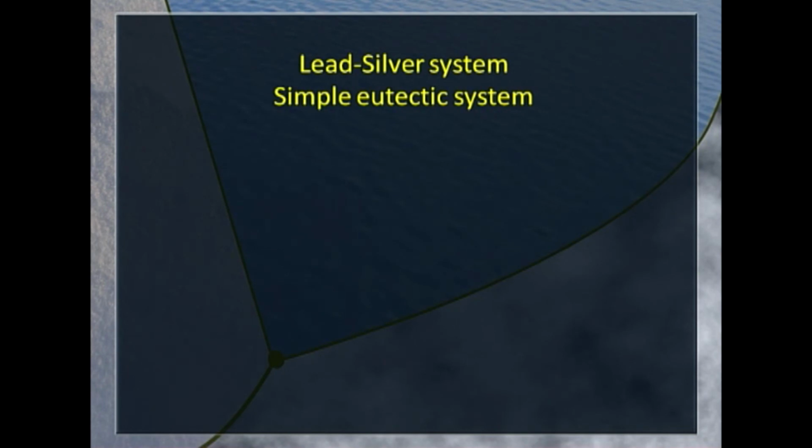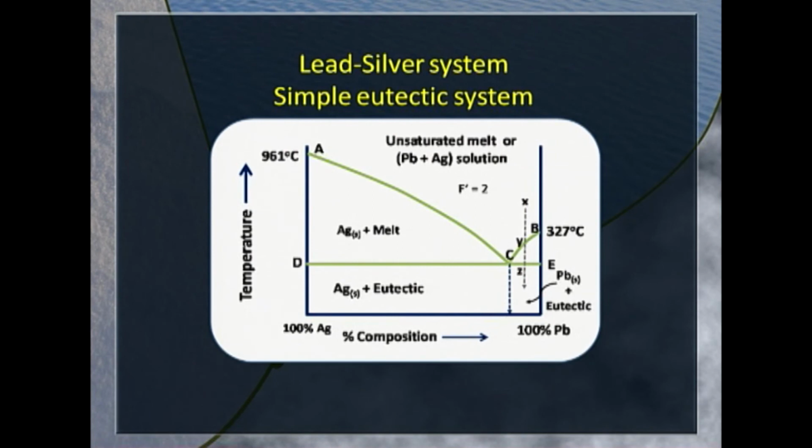This also belongs to the simple eutectic system, and you can see the diagram here. Very similar diagram. At one end you have 100% silver, at the other end you have 100% lead, and you can see the eutectic point C here. The temperature corresponding to the eutectic point is 303 degrees, which is lower than the respective melting points of the two participating elements. AC is the melting point of silver as it changes with the addition of lead, and similarly BC tells us how the melting point of lead decreases with the addition of silver in it.